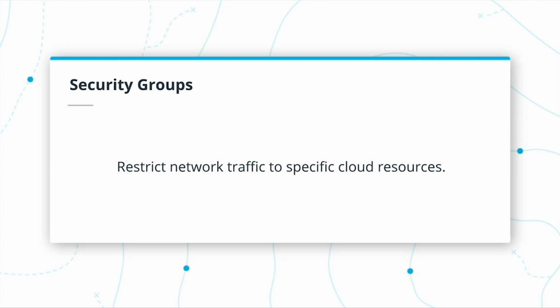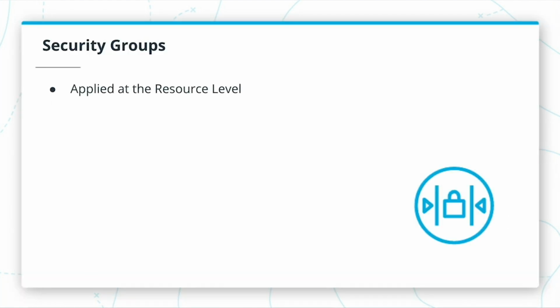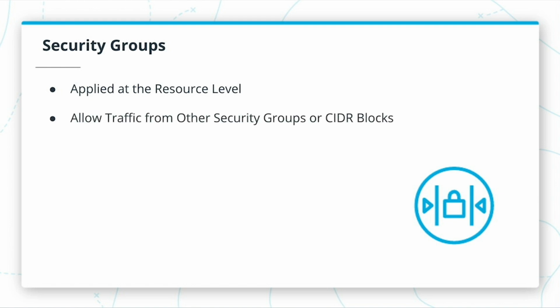AWS also provides security groups. Security groups are designed to restrict network traffic to specific cloud resources, such as instances, load balancers, and database servers. The security group is applied at the resource level and not at the subnet level like network ACLs. A security group rule can allow traffic from another security group. For example, if a rule allows connections on port 80 from security group ABC, then any instances that are assigned to security group ABC can connect to the instance with this rule.